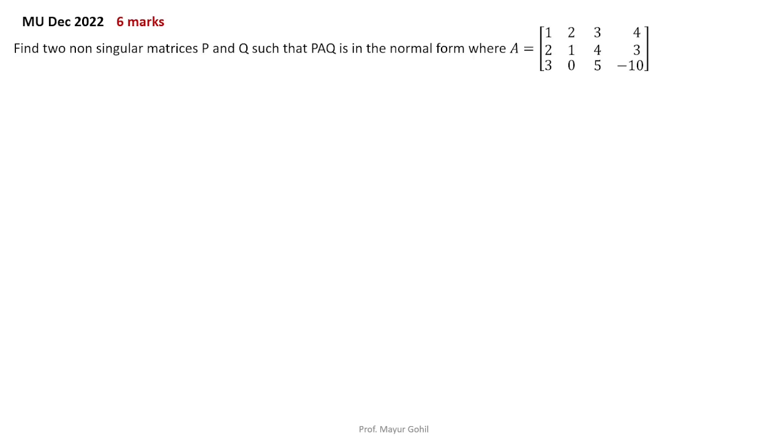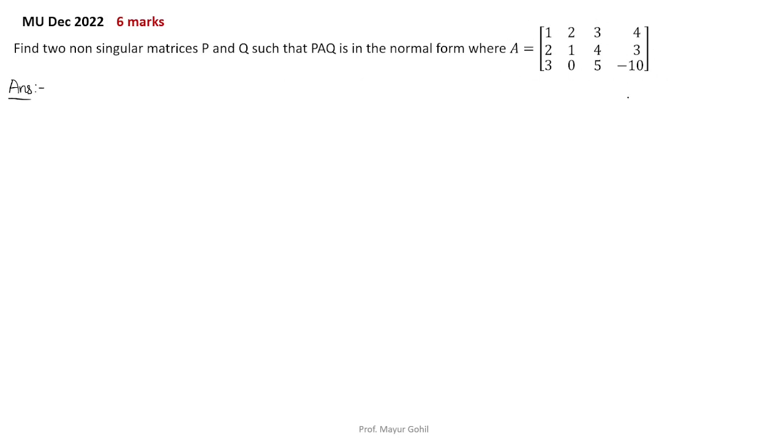I'm Professor Mayur Gohil. I'm taking up the following question, which says to find the two non-singular matrices P and Q such that PAQ is in the normal form, where A is this matrix. Now let us see how to go about this question. This question was asked in one of the examinations of MU for 6 marks. So let us see how to go about it.